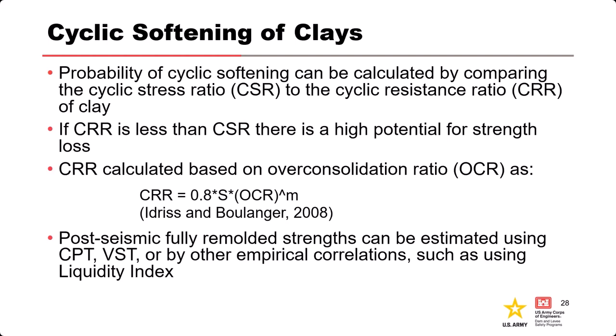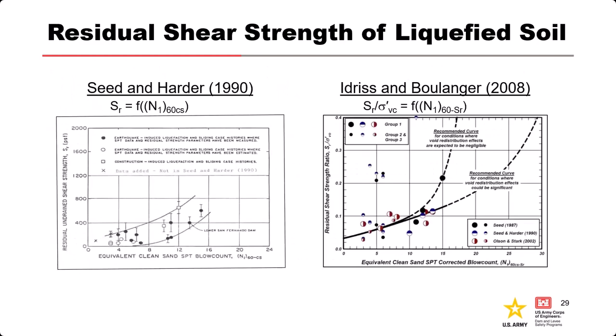And calculate a factor of safety, and then based on that factor of safety, you would have to use more likely and less likely factors to come to a probability, because we don't really have probabilistic triggering relationships for cyclic softening of clay.